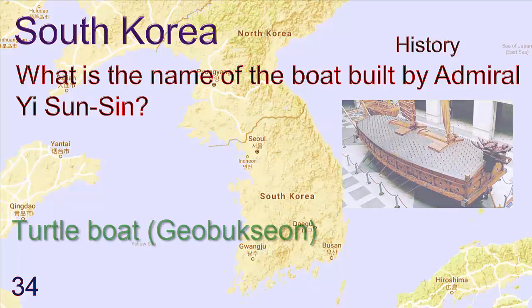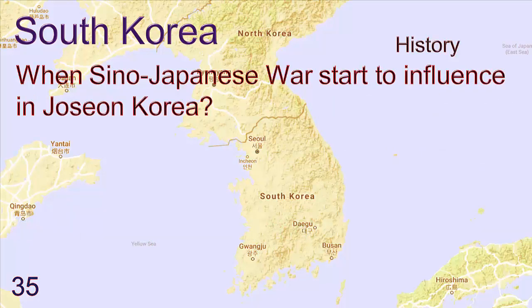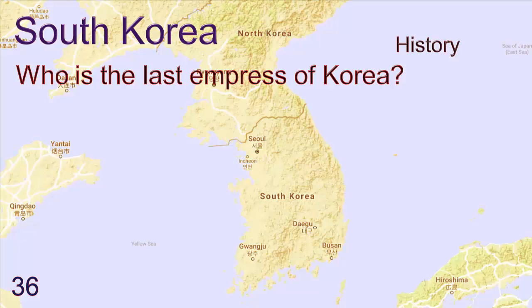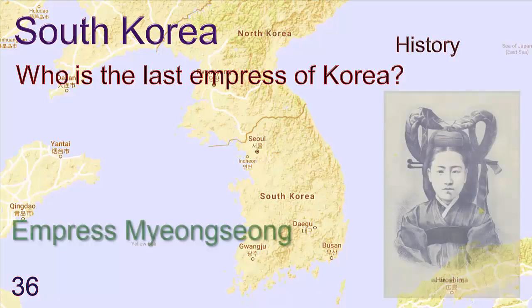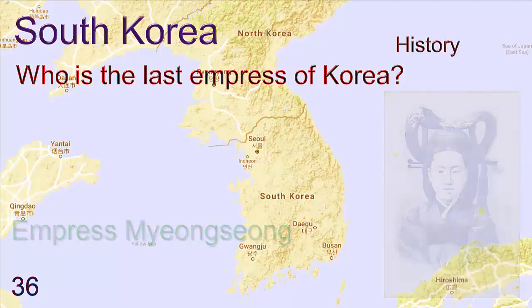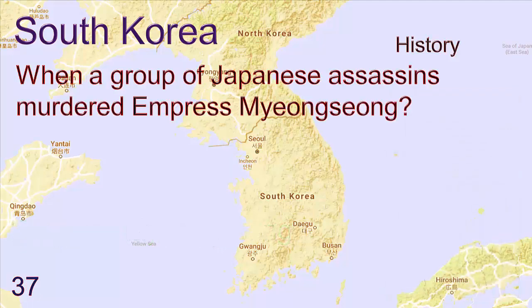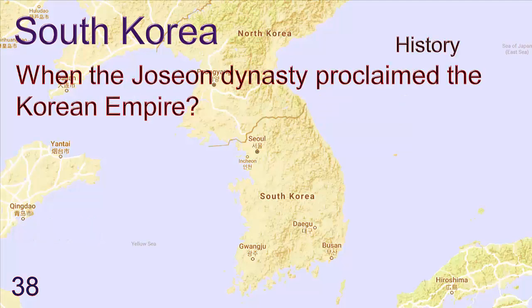Turtle boat. When did the Sino-Japanese War start to influence Joseon Korea? In 1894. Who is the last Empress of Korea? Empress Myeongseong. When did a group of Japanese assassins murder Empress Myeongseong? In 1895. When did the Joseon dynasty proclaim the Korean Empire?